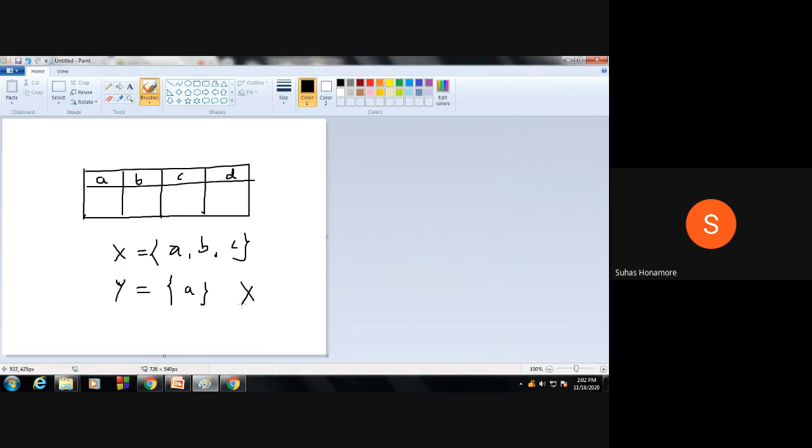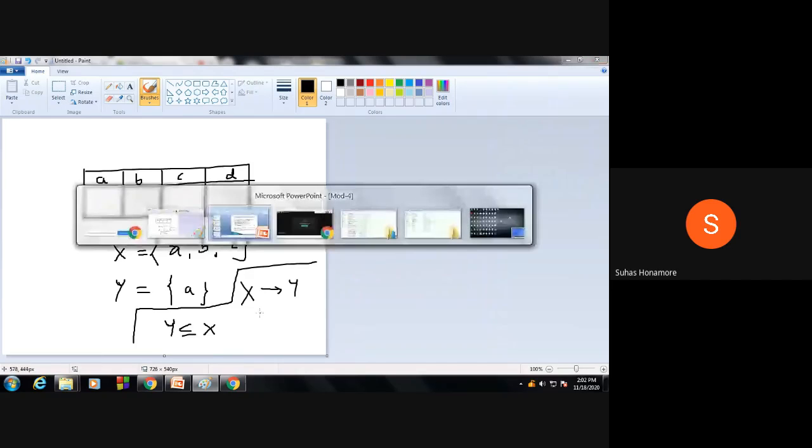So if y is a subset of x, then we'll say that from x you can derive y. So it means from x I can derive the y. Okay, so this is the functional dependency. This is the first inference rule. Then the second one is augmentation.